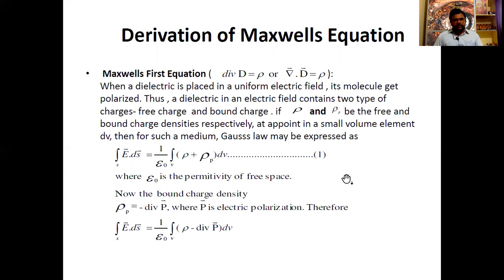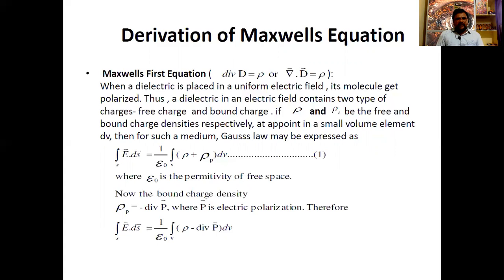So now let us derive Maxwell's equations one by one by using these concepts we have discussed till now. Let us derive Maxwell's first equation, that is divergence D is equal to rho, or del bar dot d bar is equal to rho.